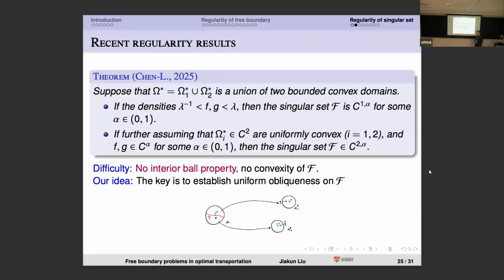What do you mean other type of singularity? Like codimension 2, codimension 3. No, it never happened. It never happened.